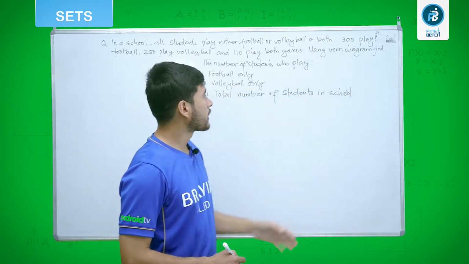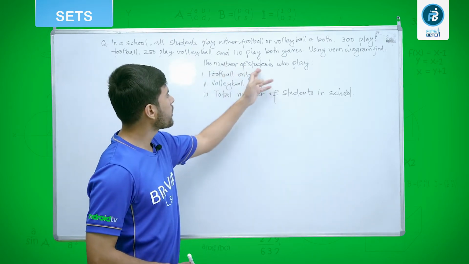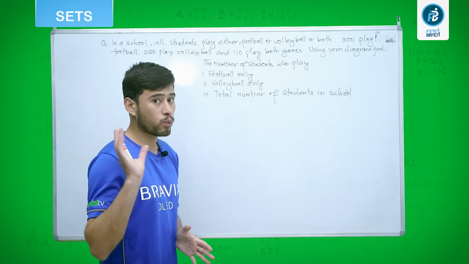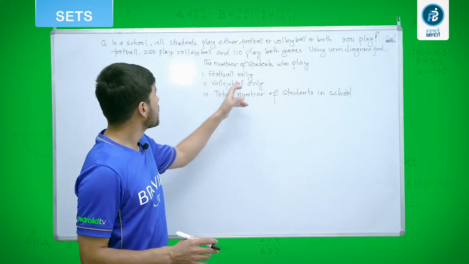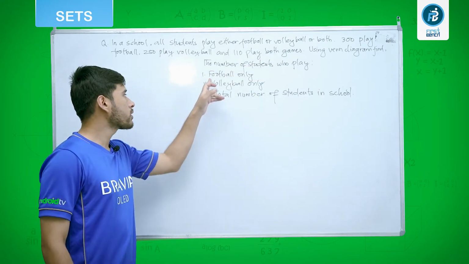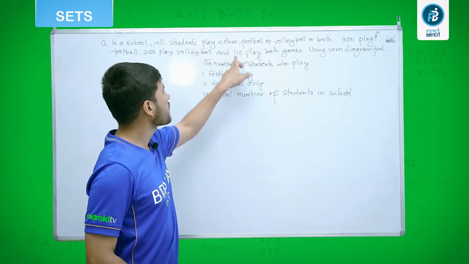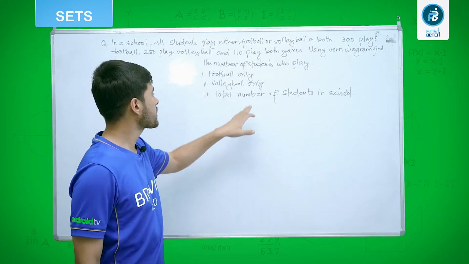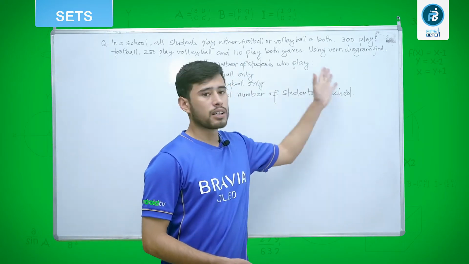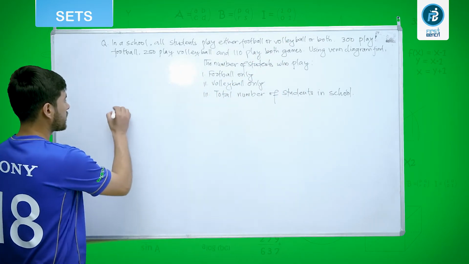Now 110 students play football as well as volleyball. Using a Venn diagram, find. Now we are going to make a Venn diagram, and with the help of the Venn diagram we are going to find the number of students who play football only, volleyball only. Here 300 play football, but we are going to find who play football only, where we will deduct the number of students who play both of the games, likewise volleyball only, and the total number of students in the school. So at first let's make a Venn diagram of this given information. Before that, let's write the solution.